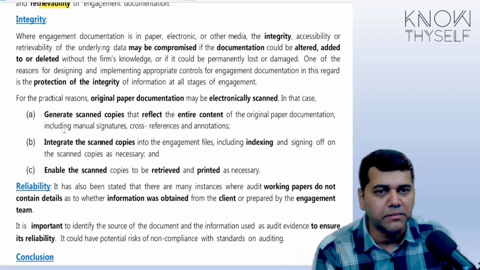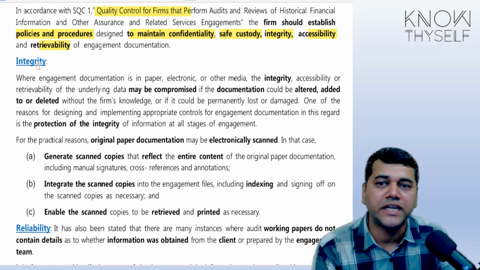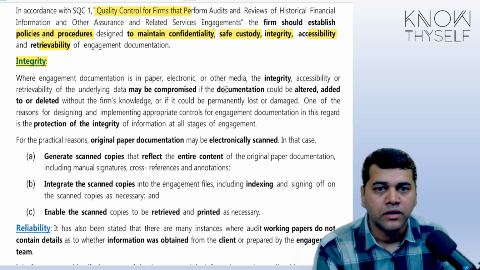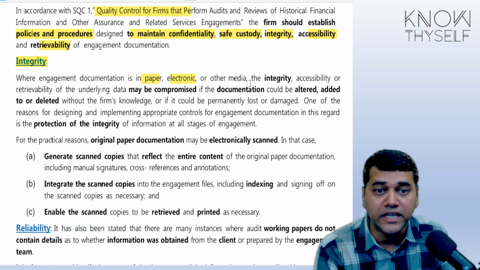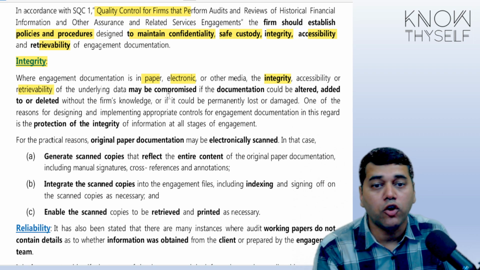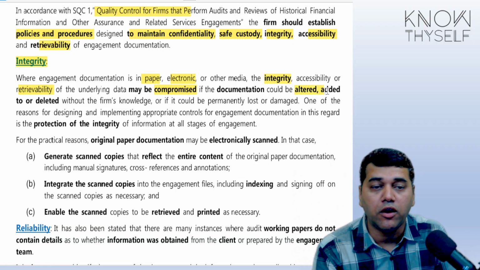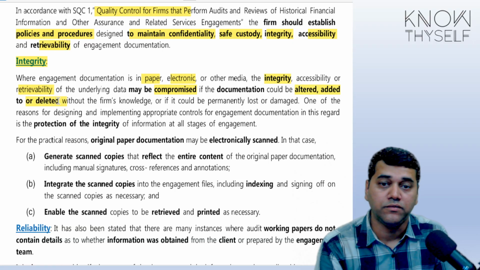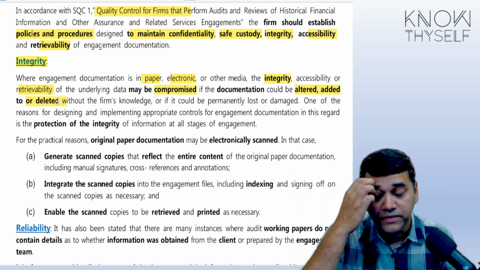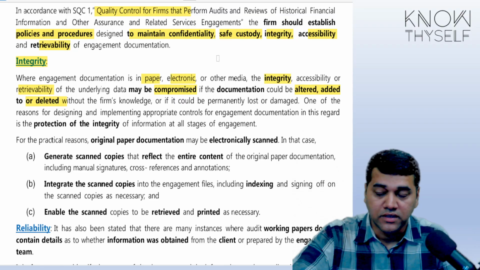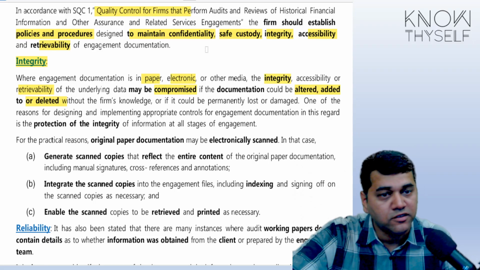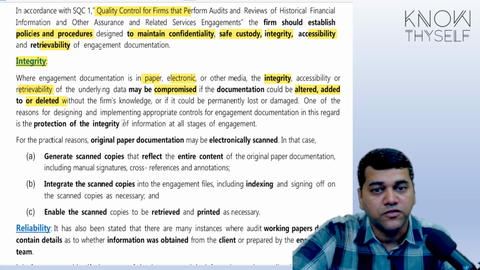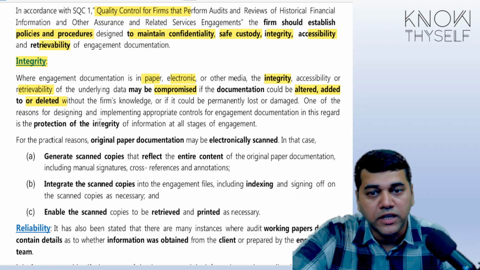Anyhow, it's the same content. So how do you maintain integrity now? Because you have to maintain integrity. Where the engagement documentation is on paper, electronic or any other media, the integrity, accessibility or retrievability may be compromised if the documentation could be altered, amended or deleted without the firm's knowledge. If somebody is able to change that Excel file, that documentation, without the knowledge of the firm, then your integrity is lost. So one of the reasons for designing and implementing appropriate controls is that you have to protect the integrity.